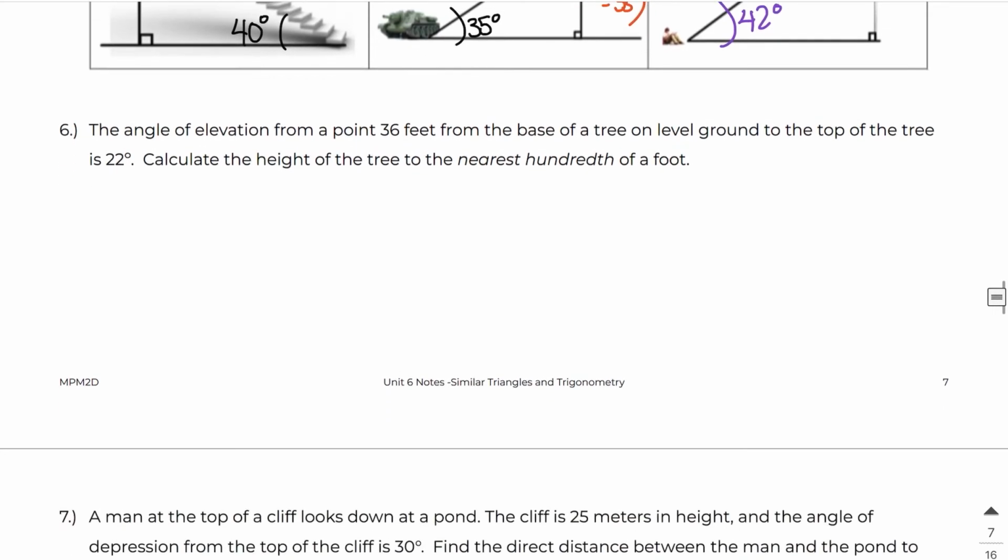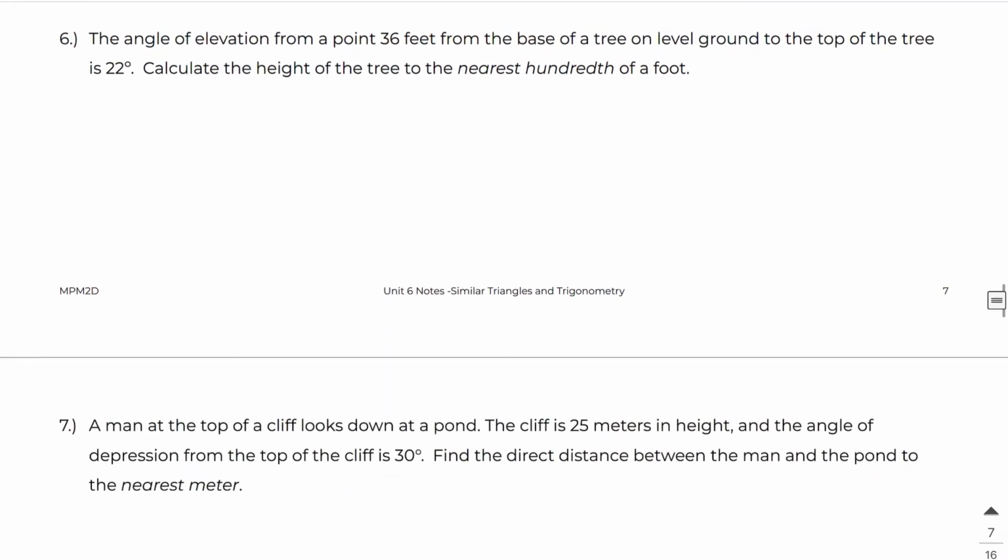So let's apply this. Question number 6: the angle of elevation from a point 36 feet from the base of a tree. So I'm going to highlight my key information right here. Angle of elevation, a point 36 feet from the base of a tree on level ground to the top of the tree is 22 degrees. And we want to calculate the height of the tree.